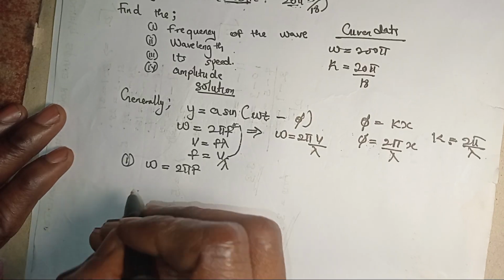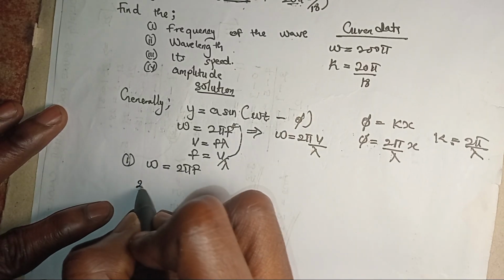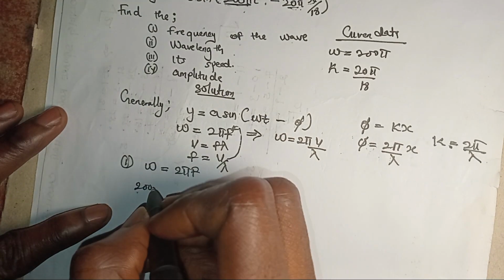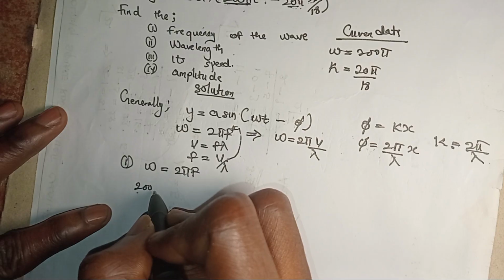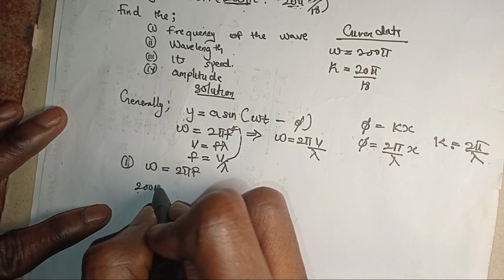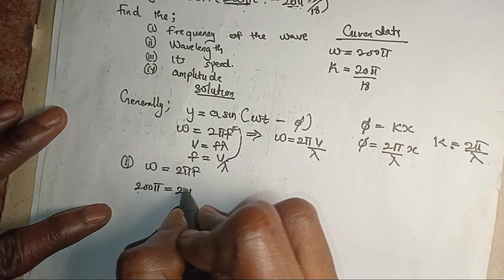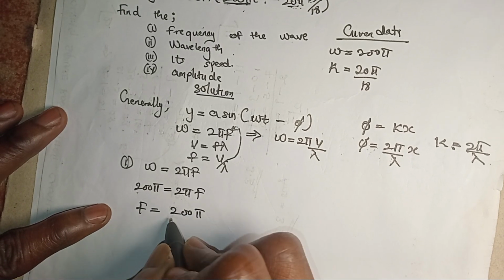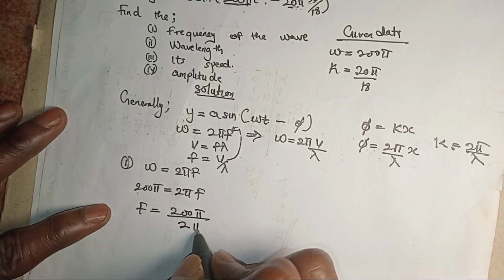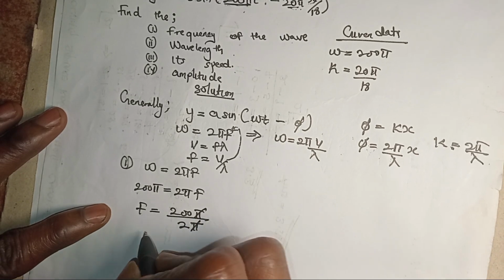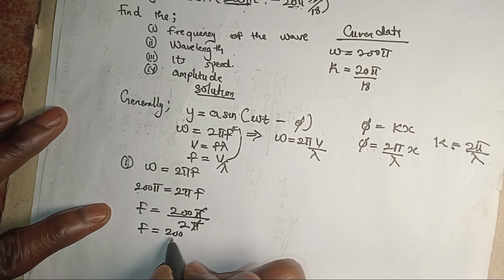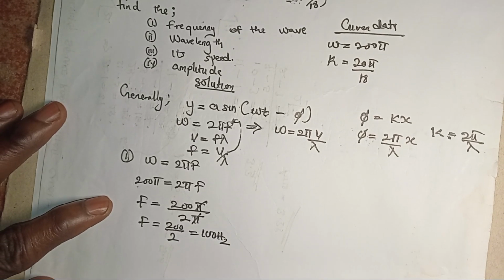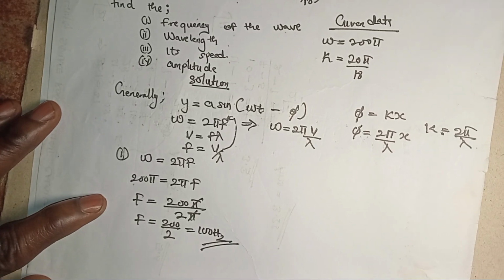So our ω is equal to 200π. We input it here since we are solving for the frequency. 200π is equal to 2πf. If I make f the subject of the formula, we have f equal to 200π upon 2π. The π cancels the π, so f is equal to 200 divided by 2, which gives us 100 Hz. So that's our frequency.